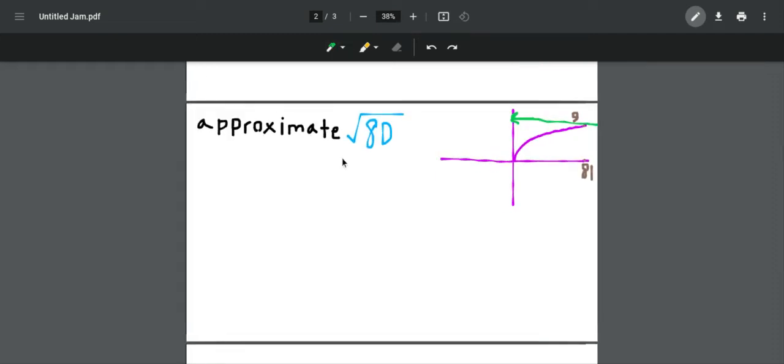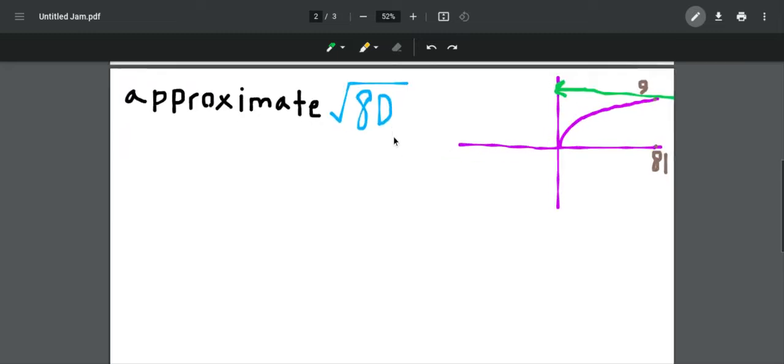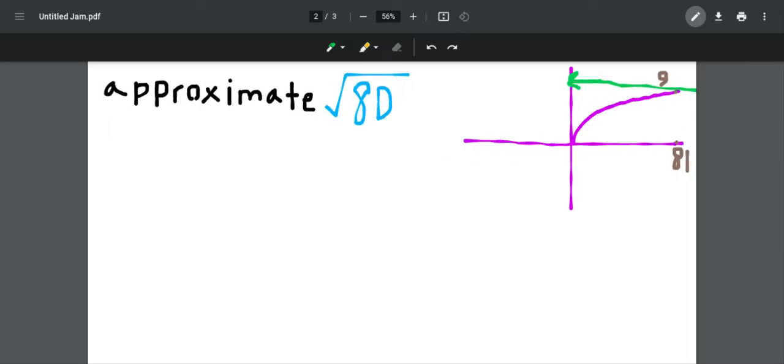Hi, I'm Kian, and in this video, I'm going to show you how to use linear approximation to approximate the square root of 80. Usually we would find it by calculator, but we're going to use calculus and not a calculator.